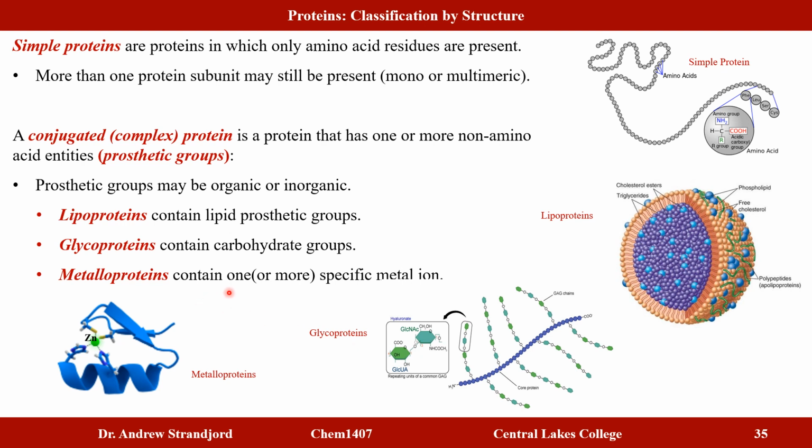The third subcategory of conjugated or complex proteins are the metalloproteins, where my protein molecule contains one or more specific metal ions. In this example, I have a zinc ion that's conjugated into this system and is held into this protein both geometrically and also by ionic forces.